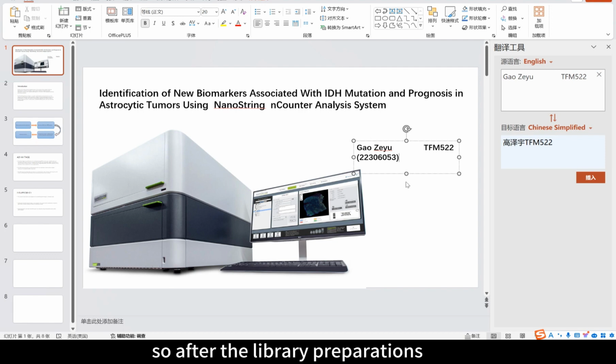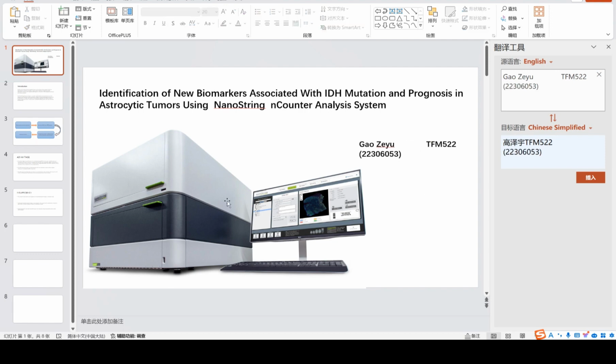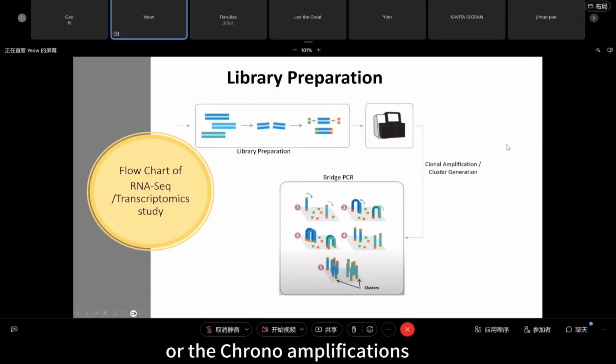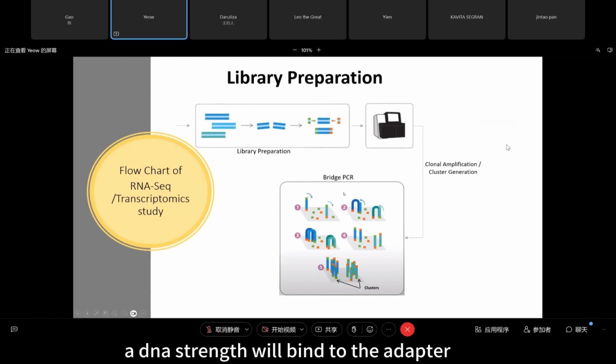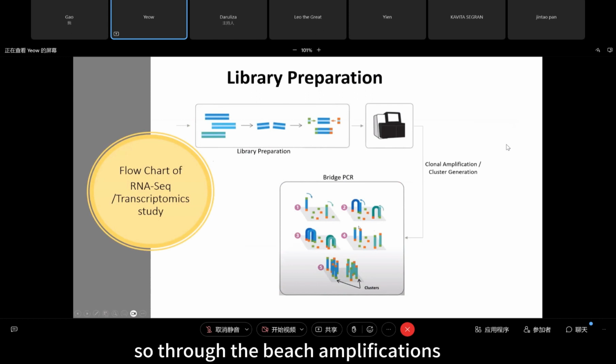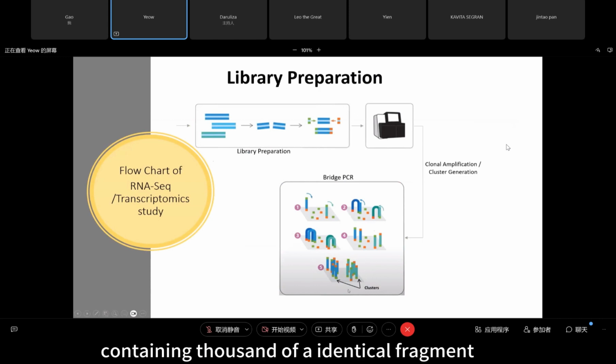After the library preparation, when we put the sample into the sequencer, you will undergo a step called cluster generation or clonal amplification. A DNA strand will bind to the adapter on the flow cell of the sequencer. Then the strand bends over and binds to the other adapter on the flow cell. Through the bridge amplification, each library fragment acts as a seed to generate a clonal cluster containing thousands of identical fragments.